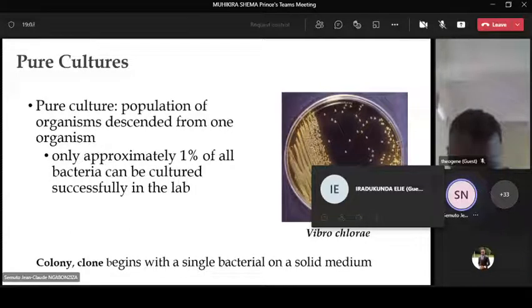Then you can, from a plate, inoculate one colony only to a new plate, and that is called pure culture. That is normally from a single colony, a population of organisms descending from one organism. By principle, each colony, like this one, is just from one bacteria. As we said, very few can be grown in the lab. And a colony or clone began with a single bacterium on the medium.